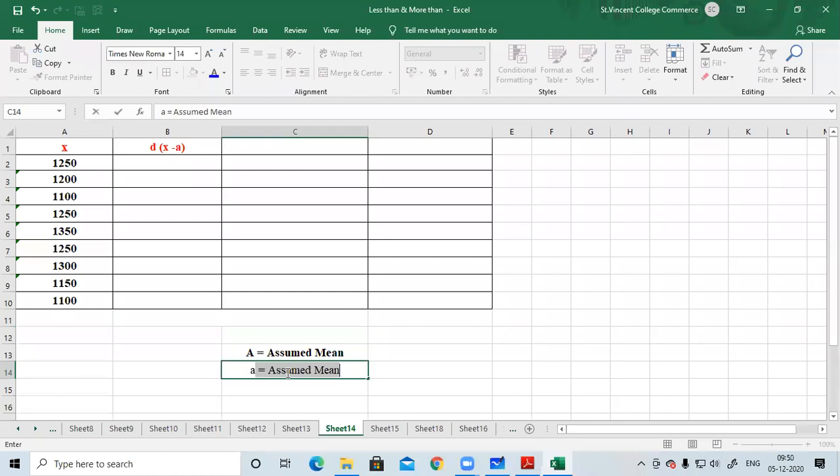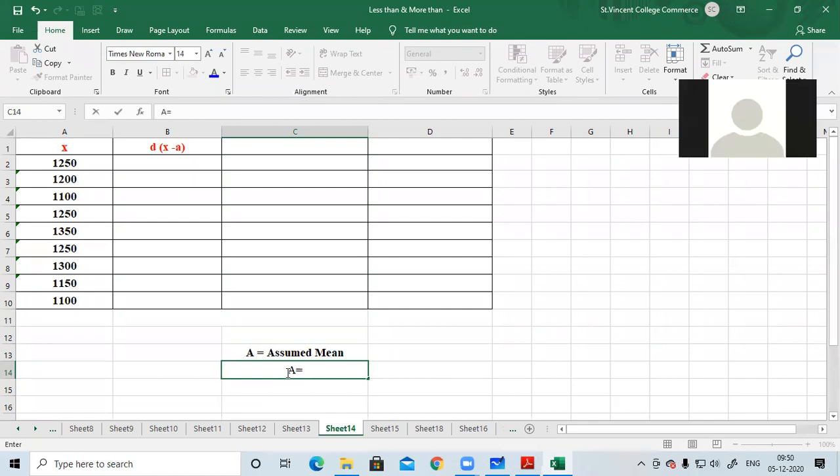1100, sir. Okay, one person has taken 1100. Anyone else here? Yes, sir, mine was 1100. Anyone else has taken any other number? So 1300. Very good. Now you'll observe as we do different numbers, the calculations in the columns will be different, but the mean will come the same.